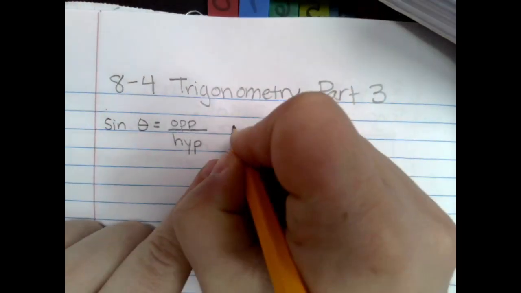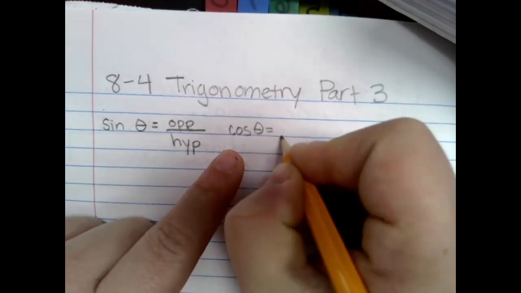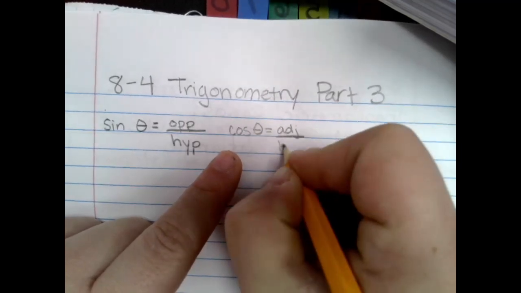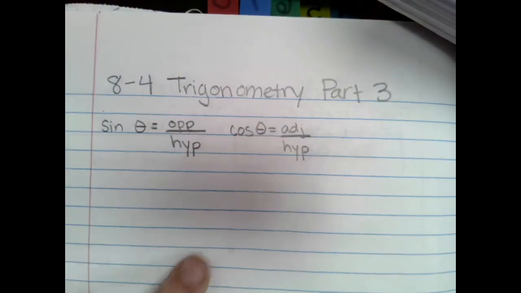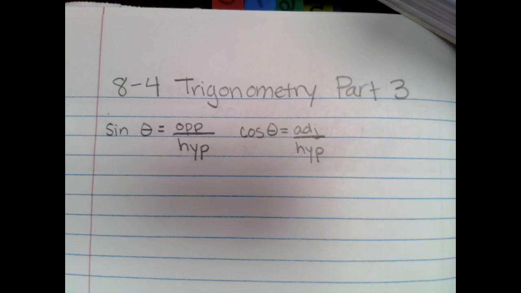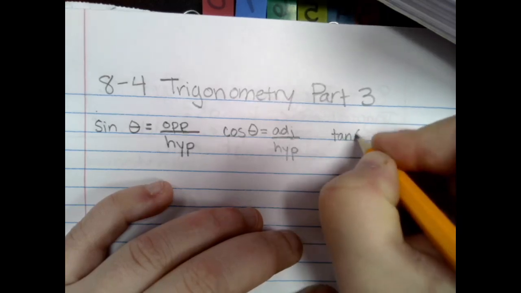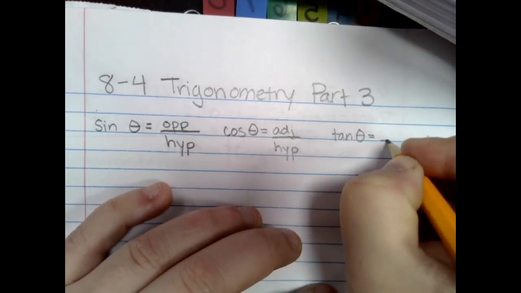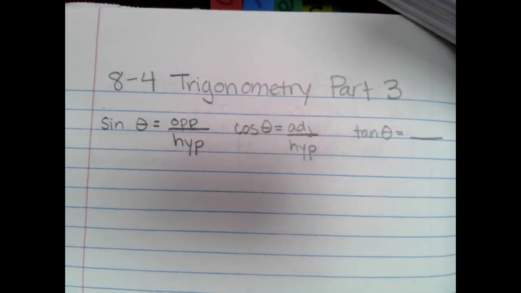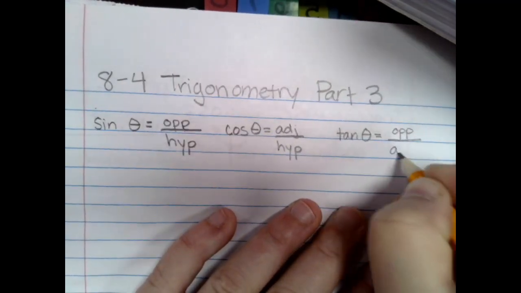All right, then we have cosine. Cosine of theta is what over what? Adjacent over hypotenuse. And what was the name of our last one? Tangent. Good. So tangent of theta. And this is the one that's different. It doesn't have that hypotenuse in there. Tangent is what over what? Good. Opposite over adjacent.